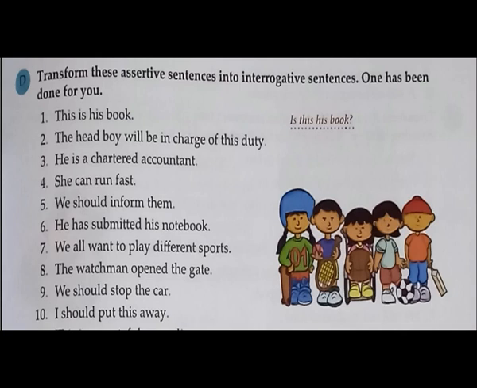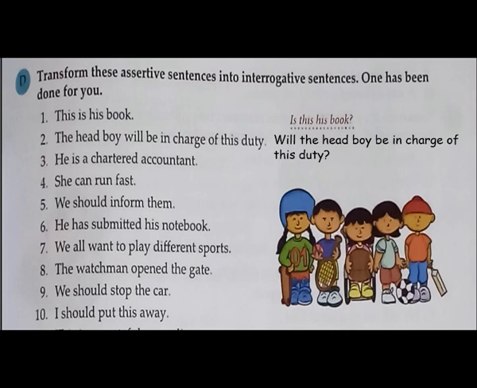Now number 2 is, the head boy will be in charge of this duty. This sentence is in future tense. Here will is used as a helping verb, so will should be used in the starting of a sentence to make it interrogative. So let's make the interrogative together. The answer will be, when will comes first in a sentence: will the head boy be in charge of this duty? Only the helping verb moves first.